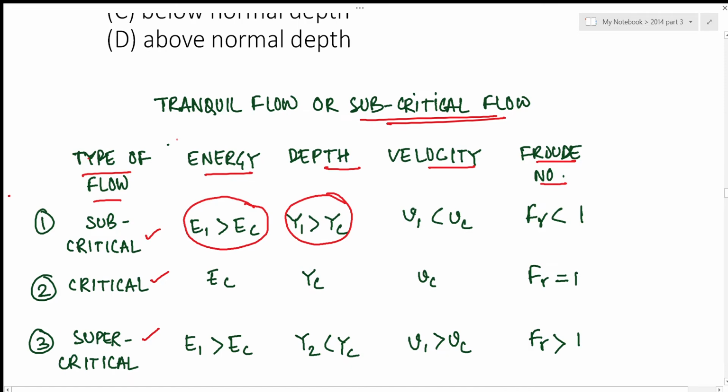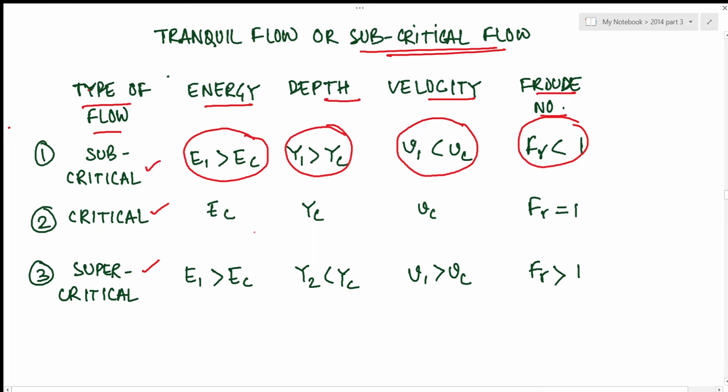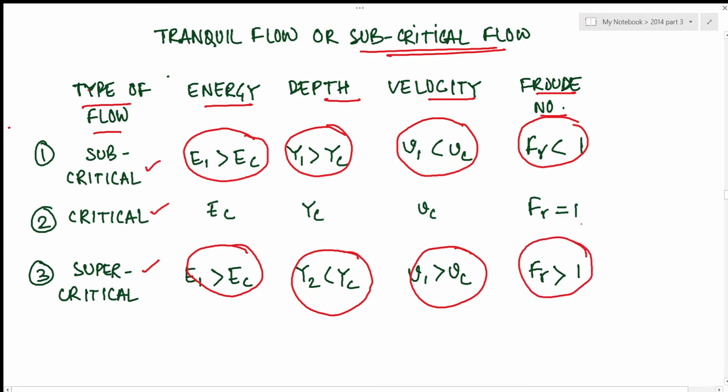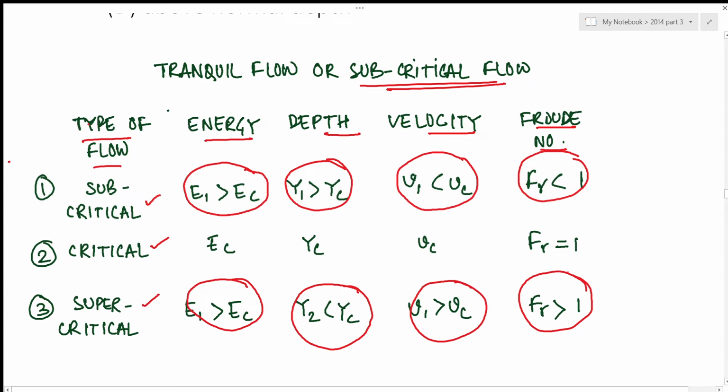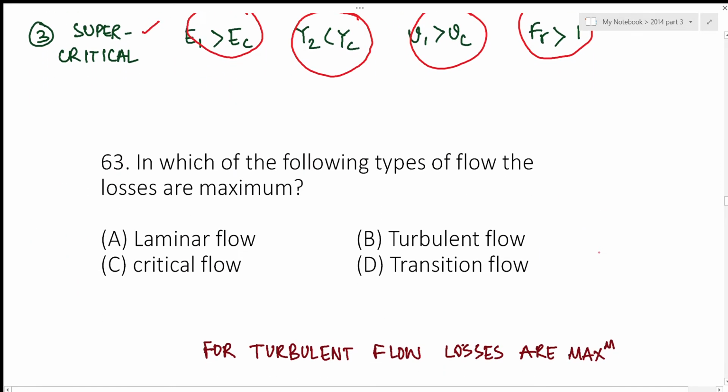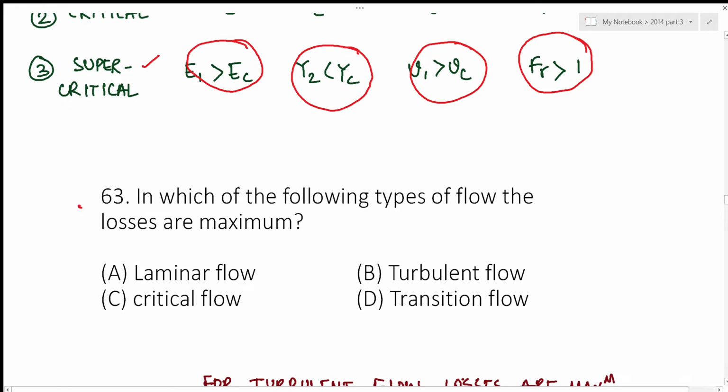Also for subcritical flow, the velocity is less than the critical velocity and Froude number is less than 1. And for supercritical flow, the energy is again greater than the critical energy, the depth is less than the critical depth, and the velocity is greater than the critical velocity. Also the Froude number is greater than 1 for supercritical flow. So you should remember this chart as well. This is very important. Next question is, in which of the following types of flow the losses are maximum? Now remember, for turbulent flow the losses are maximum.